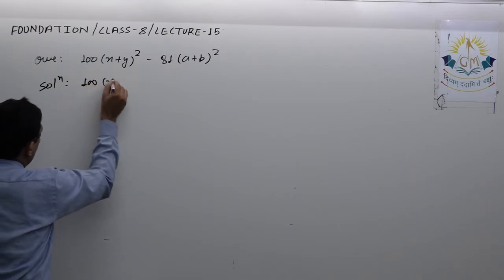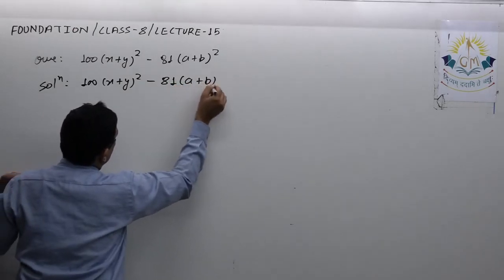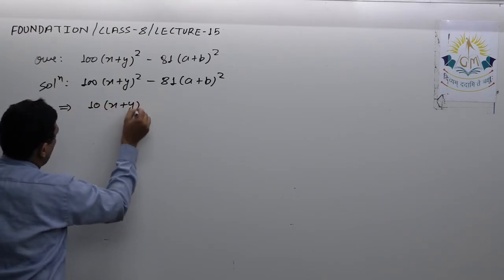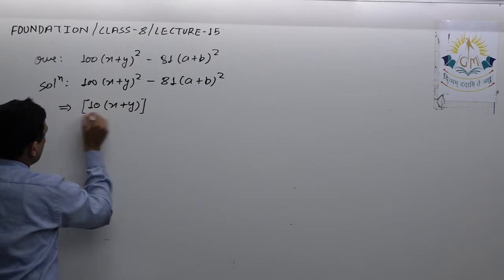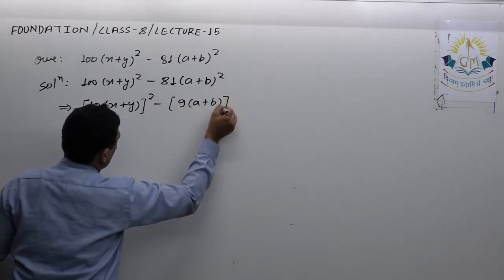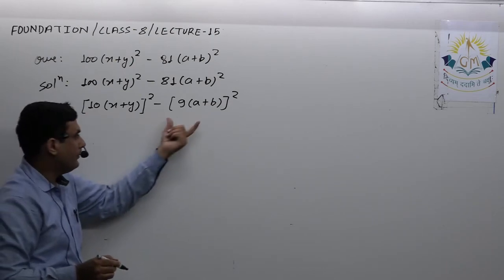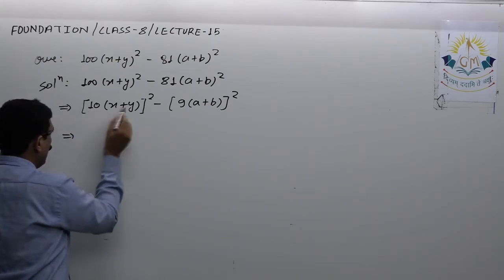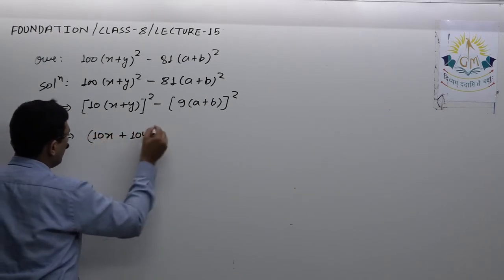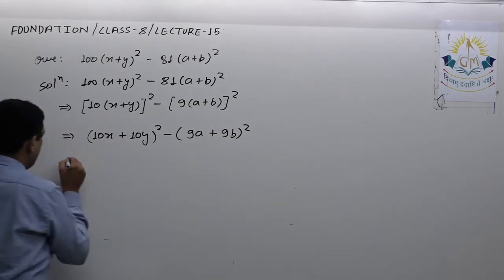It is 100(x plus y) whole square minus 81(a plus b) whole square. So this can be written as (10(x plus y)) whole square, isn't it? This is (10(x plus y)) whole square minus (9(a plus b)) whole square. Okay, so now here it is exactly the identity of a square minus b square. But before I move further, here I will multiply. So I write (10x plus 10y) whole square minus (9a plus 9b) whole square.